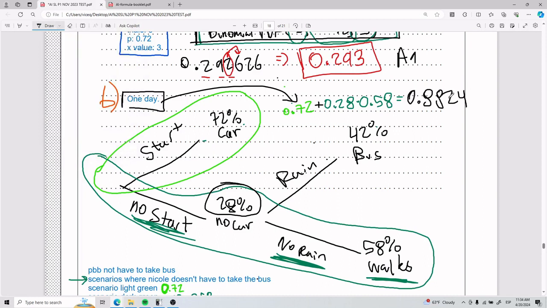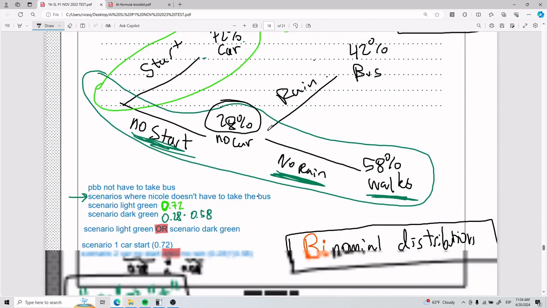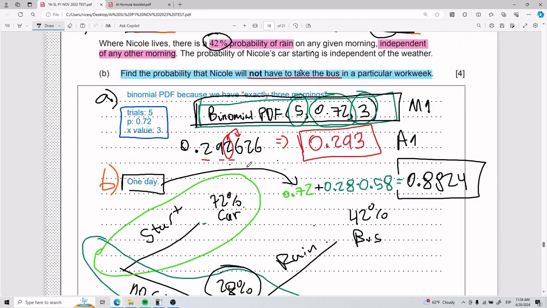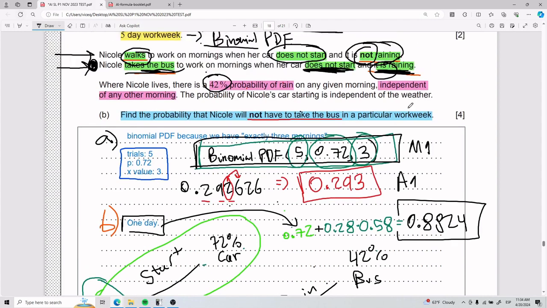0.8824. Now we really need to understand something from here, okay? What did we just find? We just found the probability of not having to take the bus on one day. This tree diagram is just for one day. And this problem is worth 4 points, so it can't be that simple.